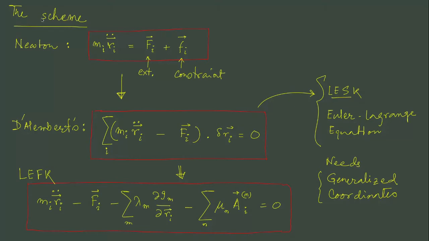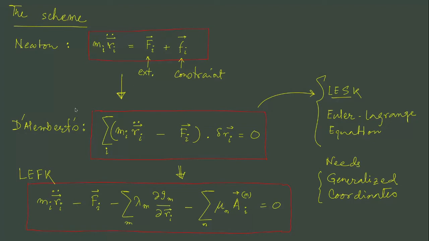Here we look at the scheme that we have been following. We started with Newton's law. For the ith particle, it is mass times acceleration equal to the external force plus the forces from the constraints. And we had difficulty in finding out or writing down the constraint forces. At least it's not straightforward in every case.